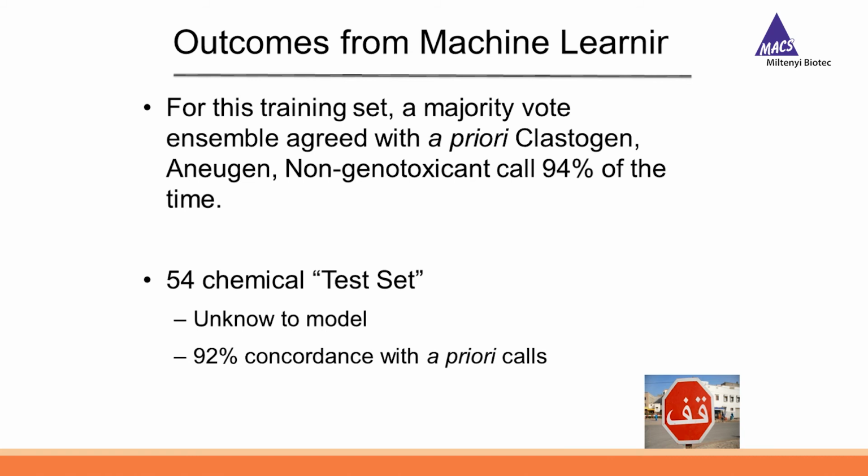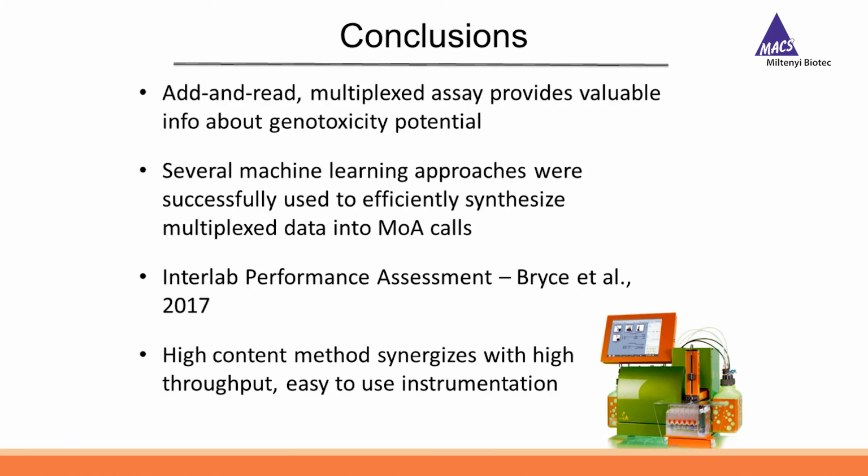Now, that's pretty cool when we're looking at a test on a training set, but we already know what that should be. So we need to apply an external test set. So we took 54 additional chemicals that had not been part of the model. We haven't seen the data from this yet. We ran them through our system, and we saw what the predictions would be. And in this case, based on the established mode of action of those compounds, we got 92% concordance with a priori classification of those compounds. Very good performance in terms of predicting mode of action of genotoxicity.